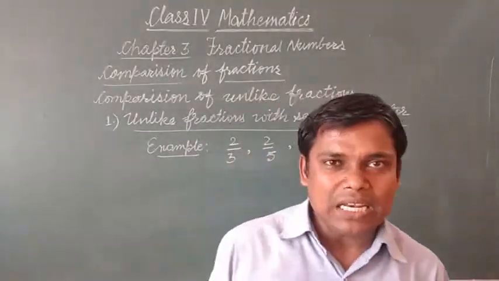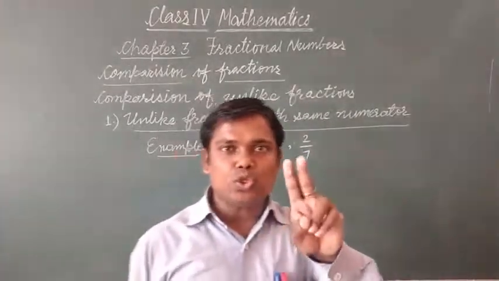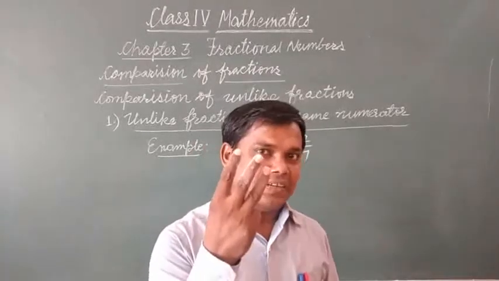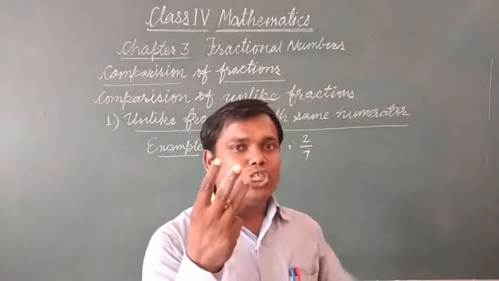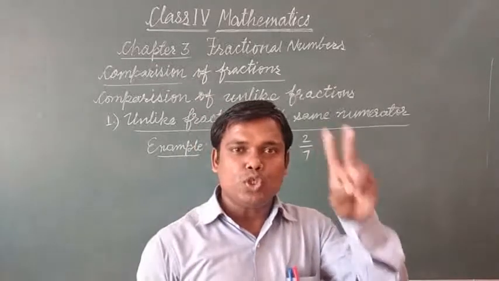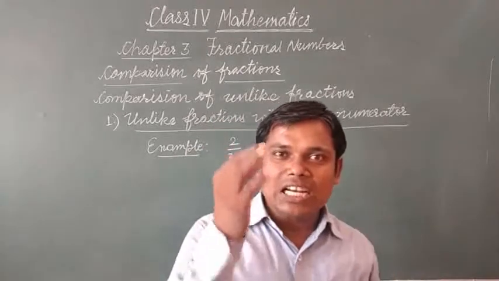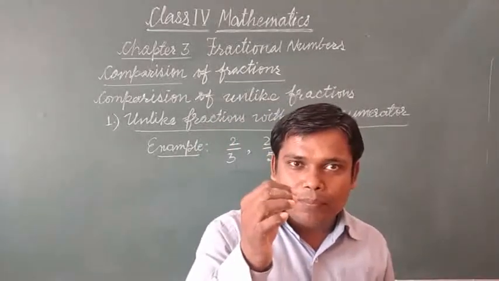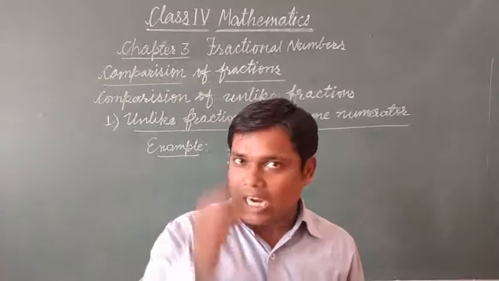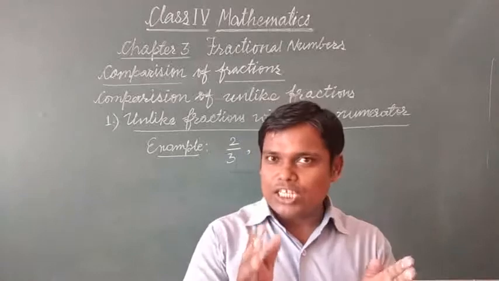Try to understand with the example. Suppose I have 2 chocolates and I have to distribute 2 chocolates in 3 children. I have to distribute the 2 chocolates in 5 children and I have to distribute 2 chocolates in 7 children. In which case each child will get a smaller part, and in which case each child will get the bigger part. It is quite easy to understand.